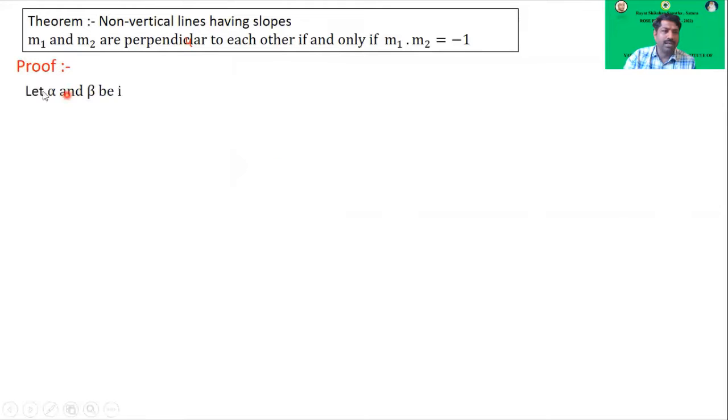Proof. Let alpha and beta be the inclinations of two lines having slopes m1 and m2.